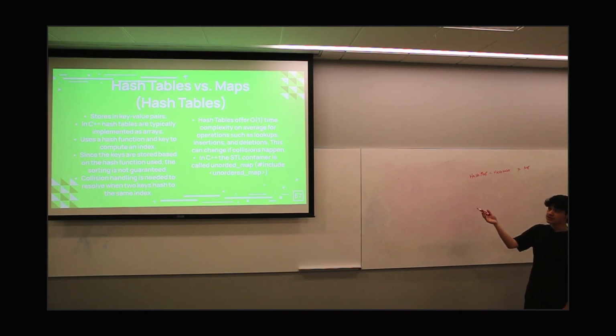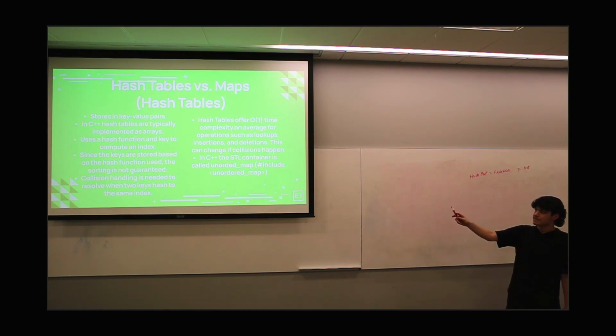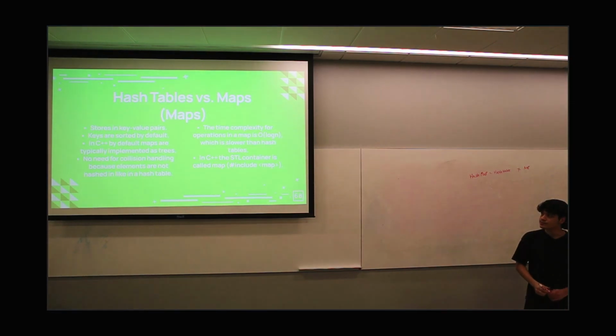And if you want to use it in C++, it's called an unordered map, basically. So the STL container is unordered map, and that's how you import it into your code. Okay, and then go to the next one.